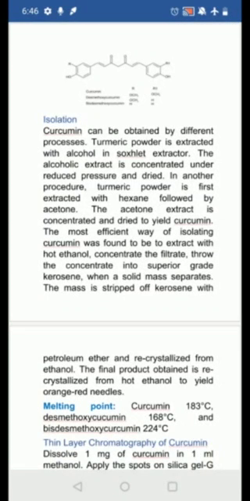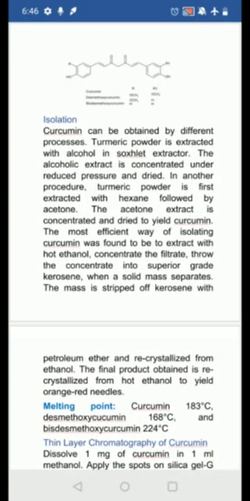So either you go with the alcohol, or you can go with organic solvents, like ether or benzene. First you can go with the alcohol method, by using the Soxhlet extractor or the distillation method, and you are going to get the alcoholic extract. That alcoholic extract you are going to evaporate and condense, and you are going to get the dried powder of the curcumins.